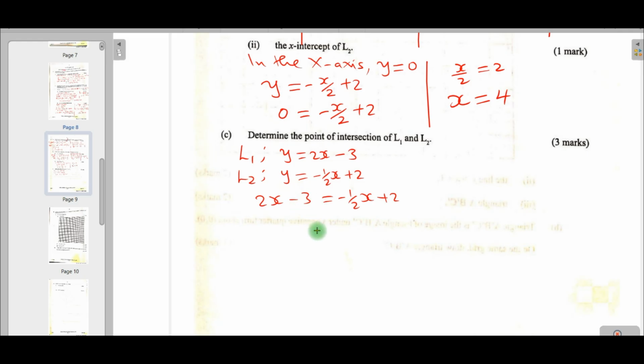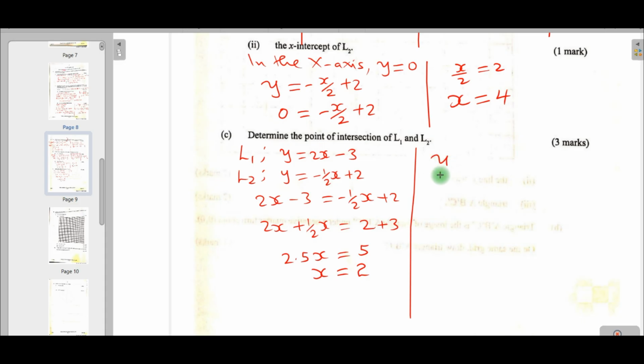Collect the like terms and simplify. So 2x plus a half x will be equal to 2 plus 3. So this is 2.5x is equal to 5. And therefore divide both sides by 2.5. So x will be 2. So we have found the value of x.